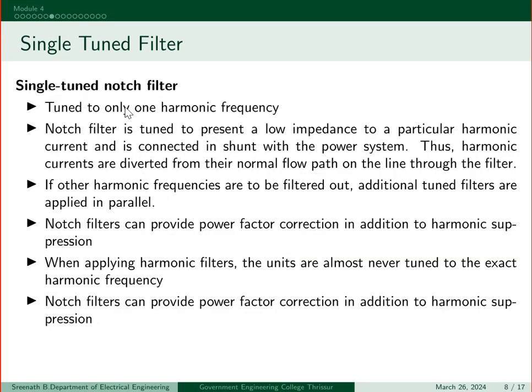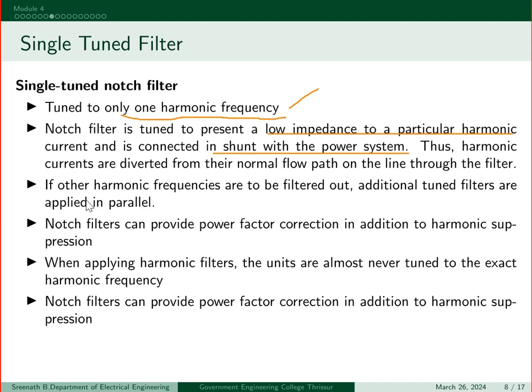So this notch filter, or single tuned notch filter, is tuned for a single frequency or single harmonic frequency. It normally presents a low impedance path to a particular harmonic current, and it is connected in shunt with the power system. And these harmonic currents will be diverted from the normal flow path, because you are having a low impedance path for the currents to flow. So all the harmonic currents will be diverted into this filter.